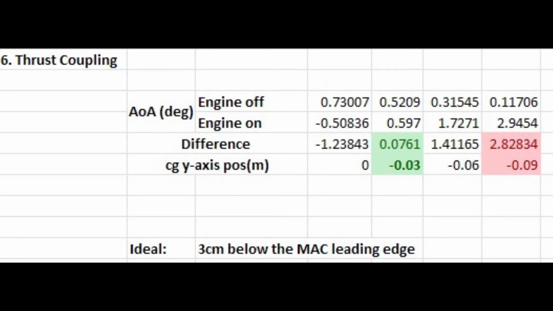Thrust pitch coupling investigation allows us to evaluate the pitching angle where it is least affected by the thrust from the motor, at varying y positions of CG. Here, it is found to be about 3 centimeters below the MAC leading edge.